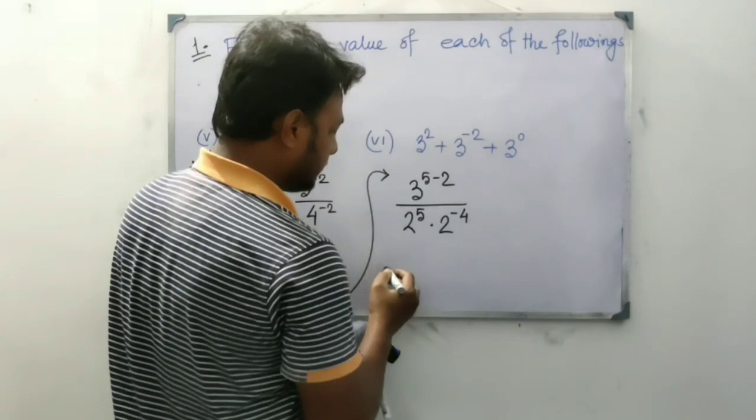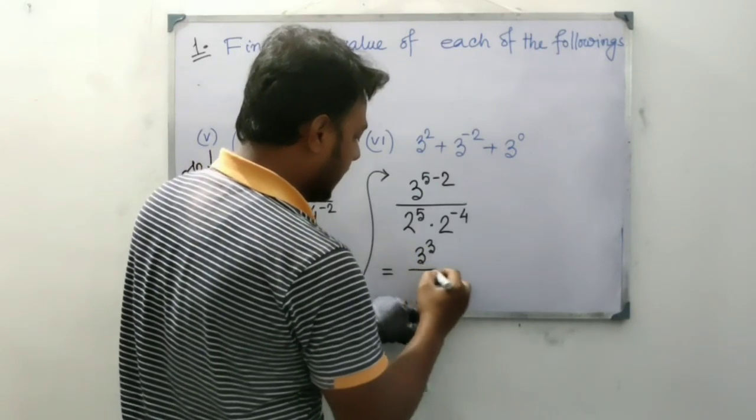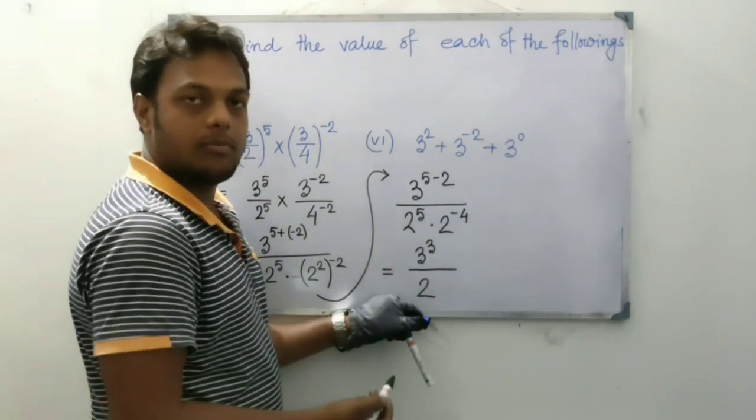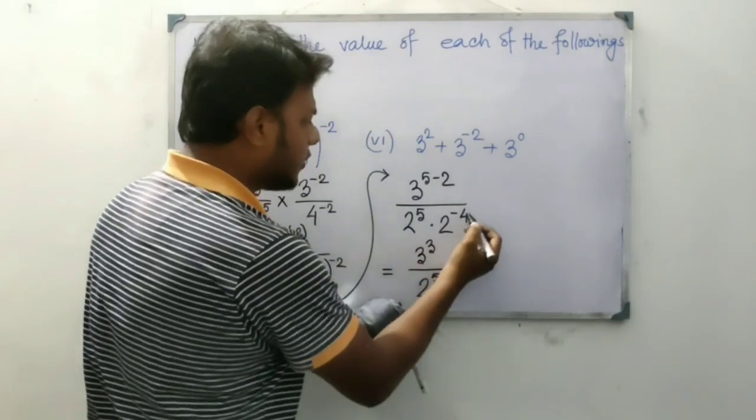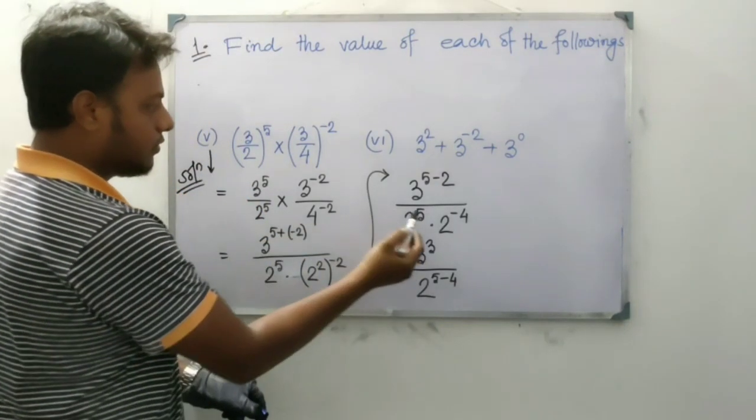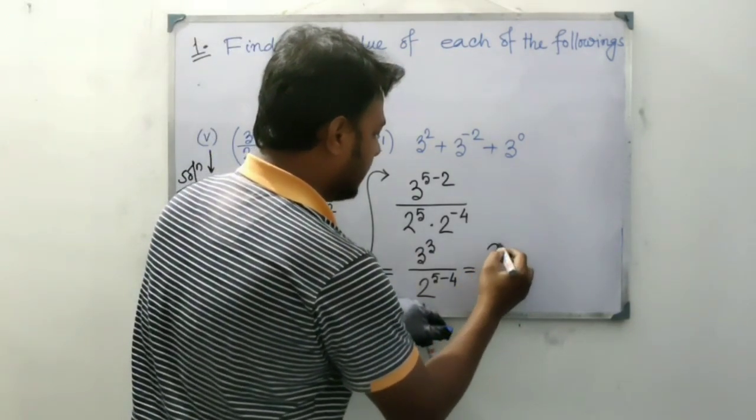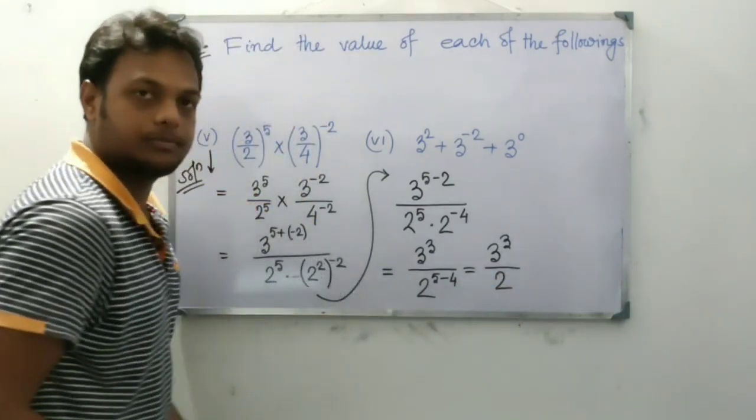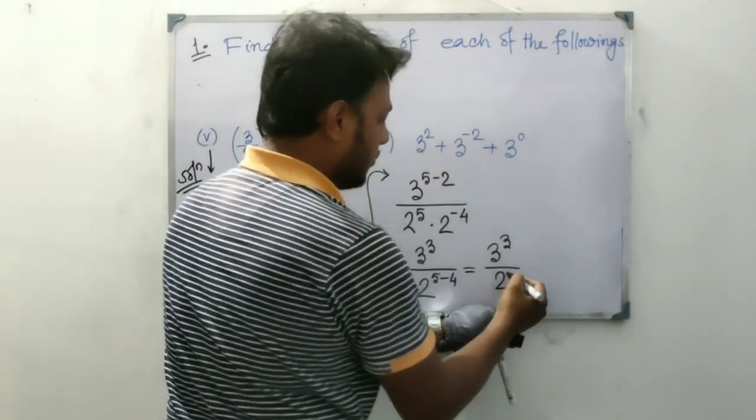Equals to, in the numerator it is 3 to the power 5 minus 2, means 3 by 2 to the power. Here the bases are the same and multiplication is there, so we have to add the powers. So 5 plus minus 4, that means minus 4 itself. Like this part, plus minus 2, there will also be 5 plus minus 4. So this is nothing but 3 cube by 2 to the 5 minus 4, means 2 to the 1. So 2 to the 1 means 2 itself.